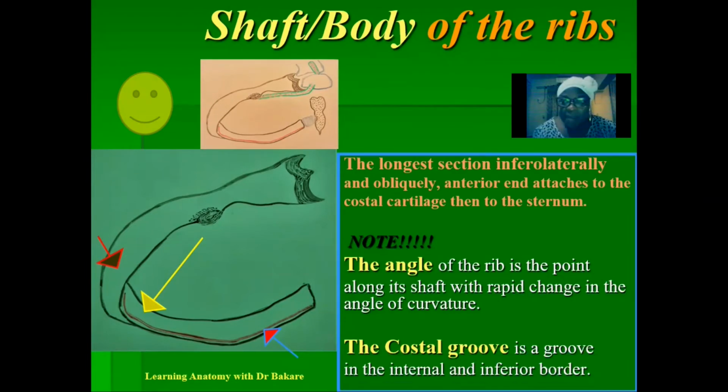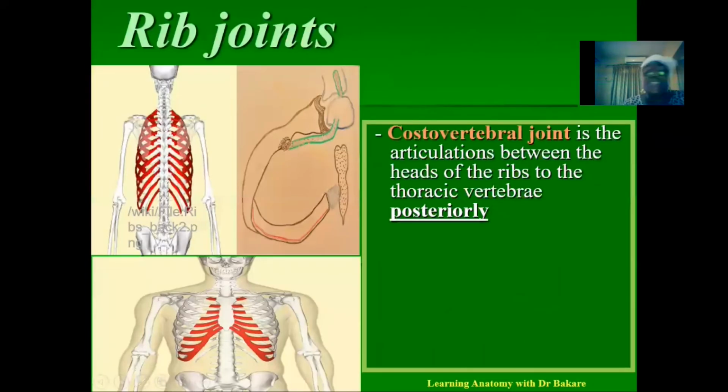Also, at the terminal anterior end of the rib, we have the sternal end. So the end through which it connects with the costal cartilage is the sternal end, while the end above, as we already said before, through which it connects with the vertebral column is the vertebral end. So this is the sternal end because it is through this end that it connects with the sternum, but through the costal cartilage.